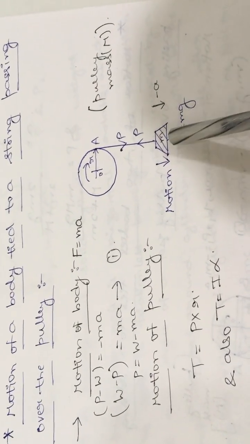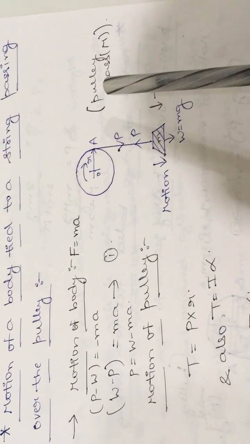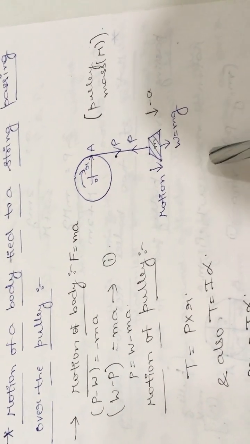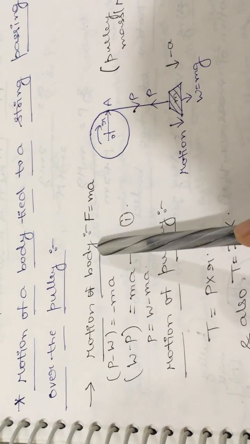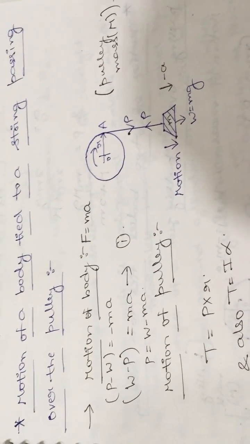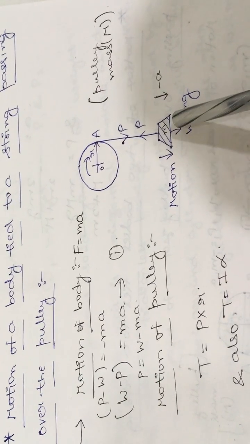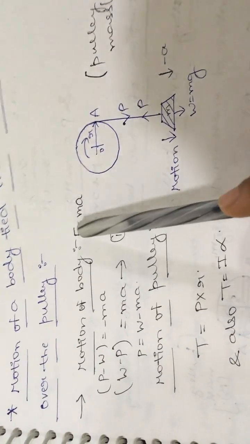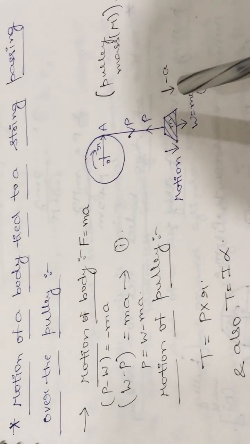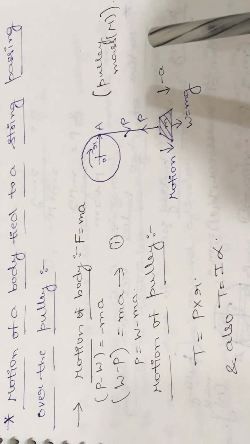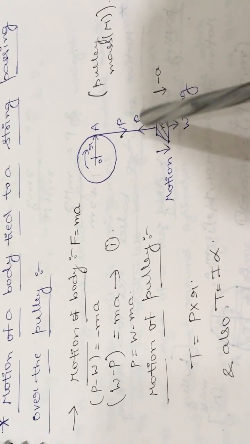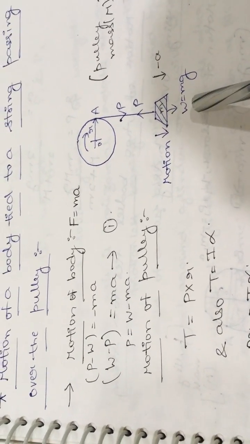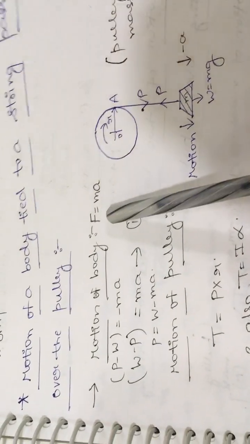So we have to consider the motion for the body and the motion for the pulley separately, and we have to calculate the P force and acceleration for this complete system. Now let us consider first the motion of the body. In this diagram, motion is along the vertical direction, so we need to consider the vertical forces only in place of F. How many forces are acting on this body? Only two forces. P is acting in the upward direction, so plus sign for the P force, and W is acting in the downward direction, so minus sign for the W force. So two forces in place of F.